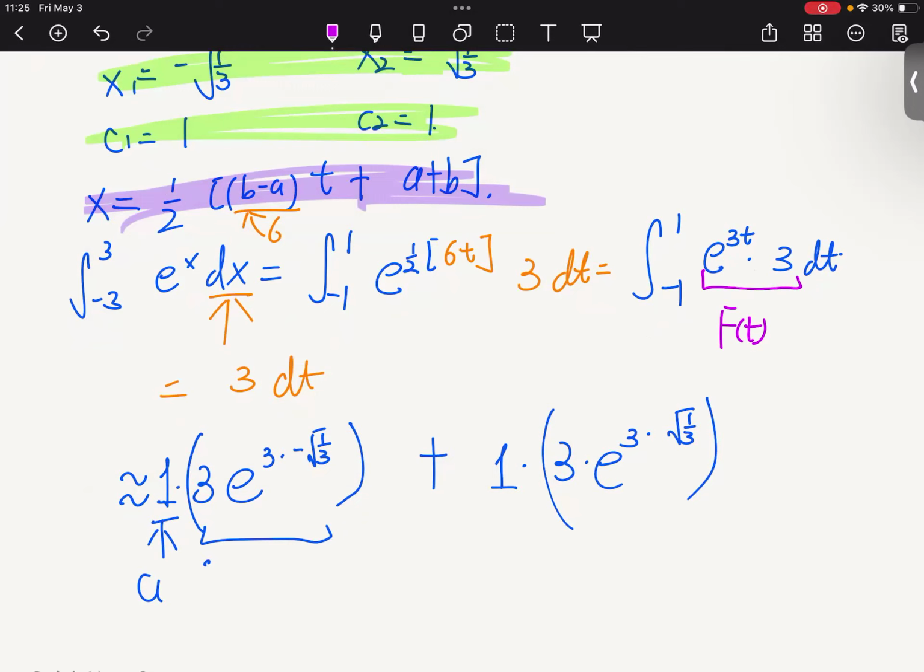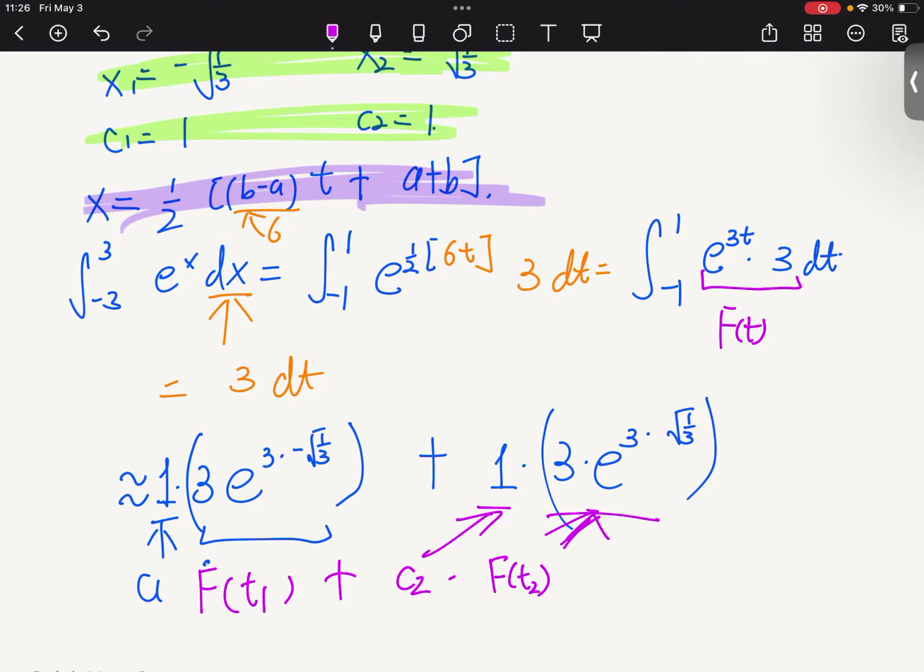So what we are going to do is C1 times F evaluated at the nodal point t1. I'm just changing the variable name here, it's still the x variable, but the value is the same. These are the nodal values on the standard interval, -1 and 1. So this is C1 times F(t1). And for this one, it's C2 times the function capital F evaluated at t2.